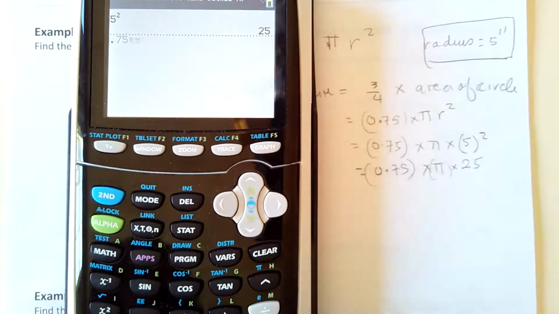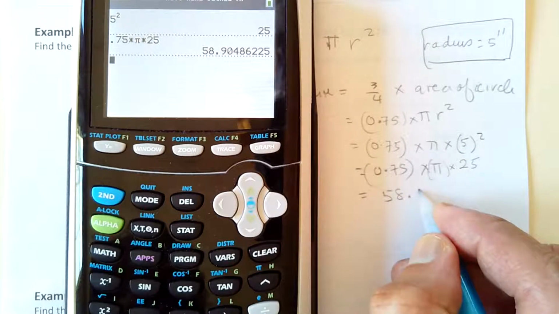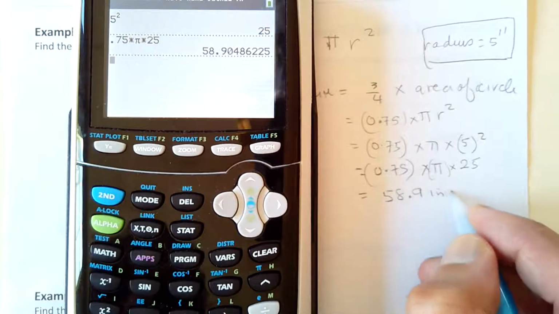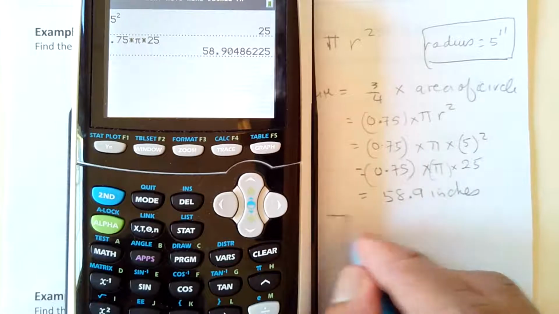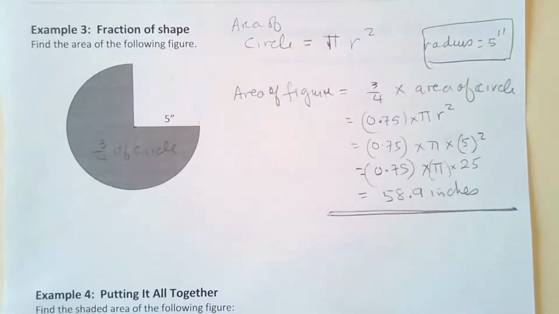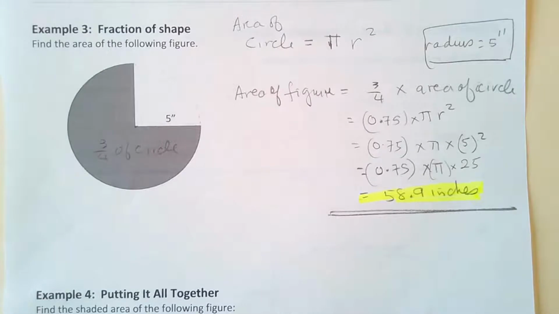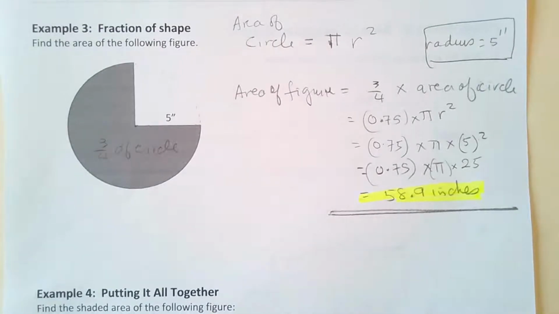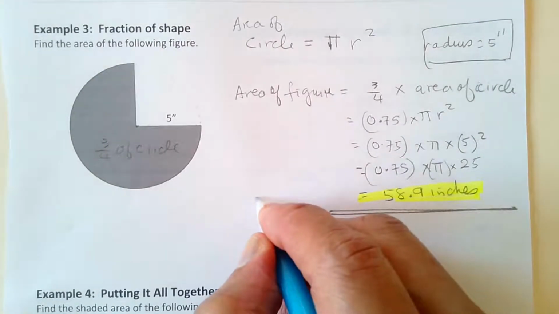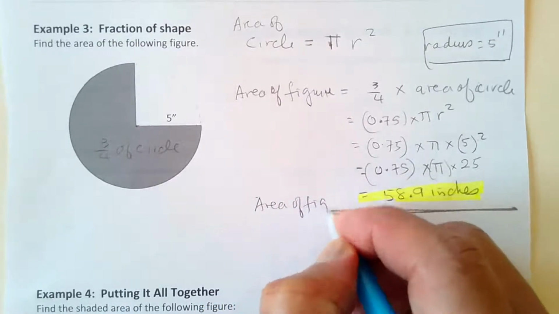Multiply by 25, which is 58.9 inches. So the shaded area is 58.9 inches, or area of figure.